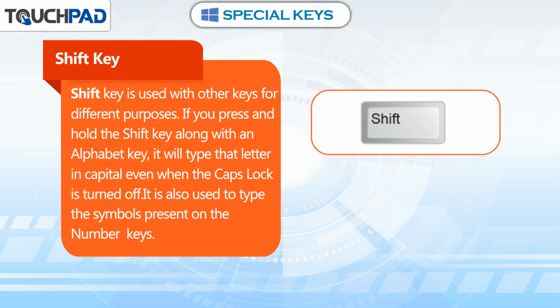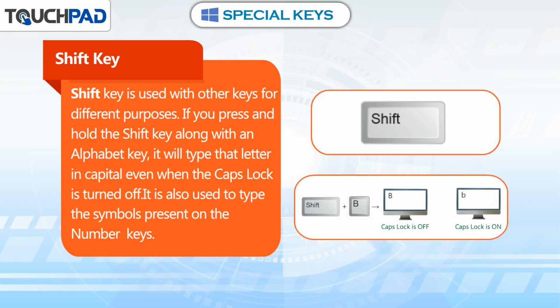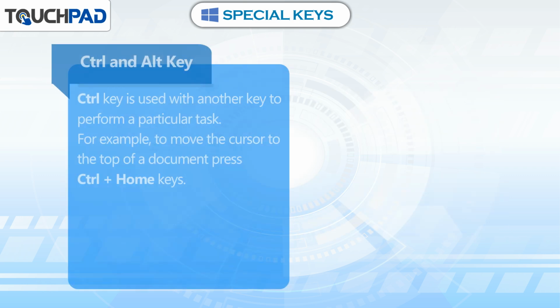Shift key. Shift key is used with other keys for different purposes. If you press and hold the shift key along with an alphabet key, it will type that letter in capital, even when the caps lock is turned off. It is also used to type the symbols present on the number keys.